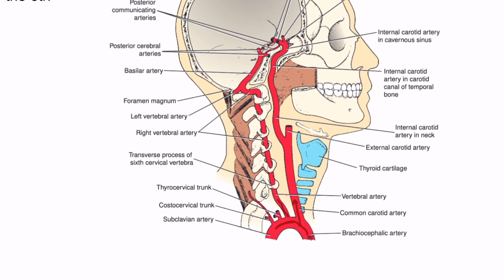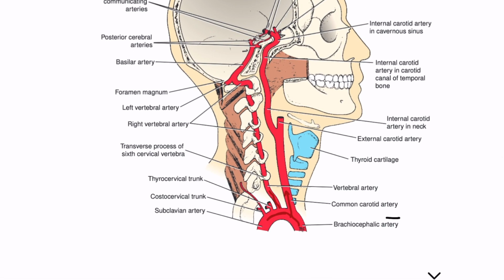If you look here, we're looking at the right side of the neck, and you can see something called the brachiocephalic artery, or the innominate artery, which arises from the aortic arch. This will give rise to two branches. It's a very short branch, so it will divide into the common carotid artery, which is part of the anterior circulation, and also the vertebral artery, as you can see here, which is part of the posterior circulation.